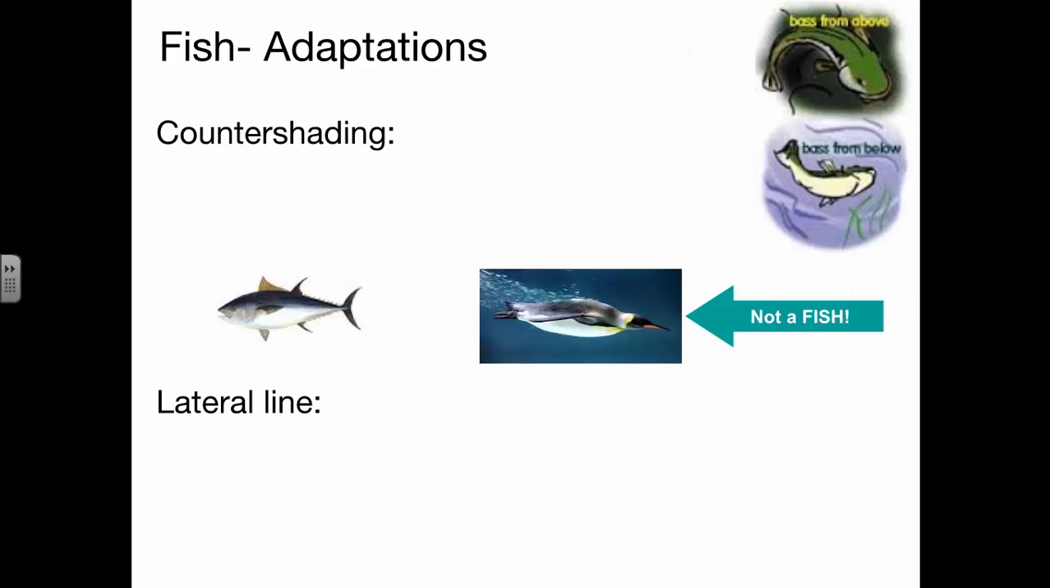So fish have some other adaptations. Many fish have something we call counter shading. This is common in animals that live in the water and also that live in the air. Counter shading is when the top half of the animal is darker in color than the underside, which is lighter in color. Do you know how this might be a helpful adaptation?